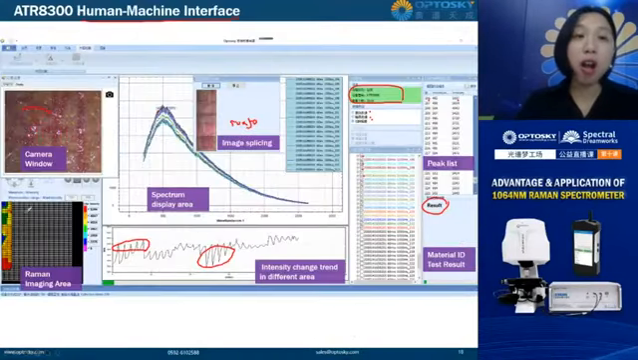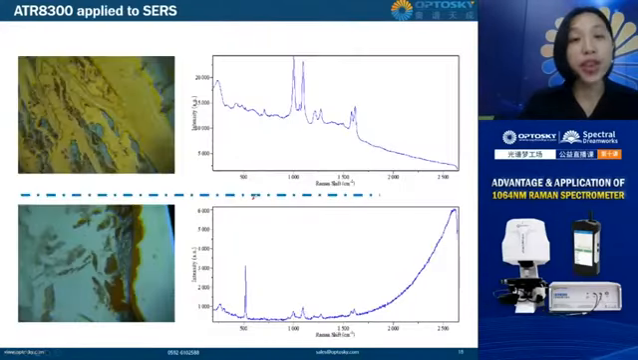So this software has very powerful functions, and you can do whatever is required for your applications. And this is ATR 83 applied to stars, and this is the spectrum. Also very nice.